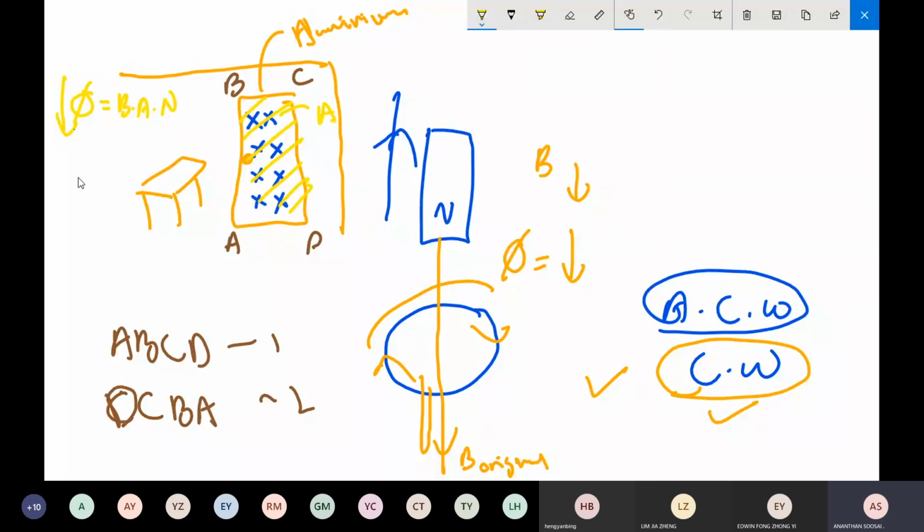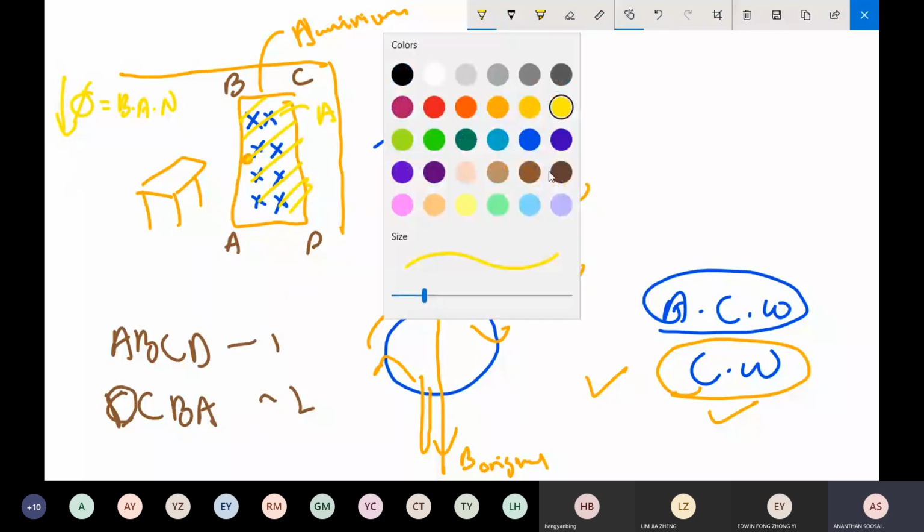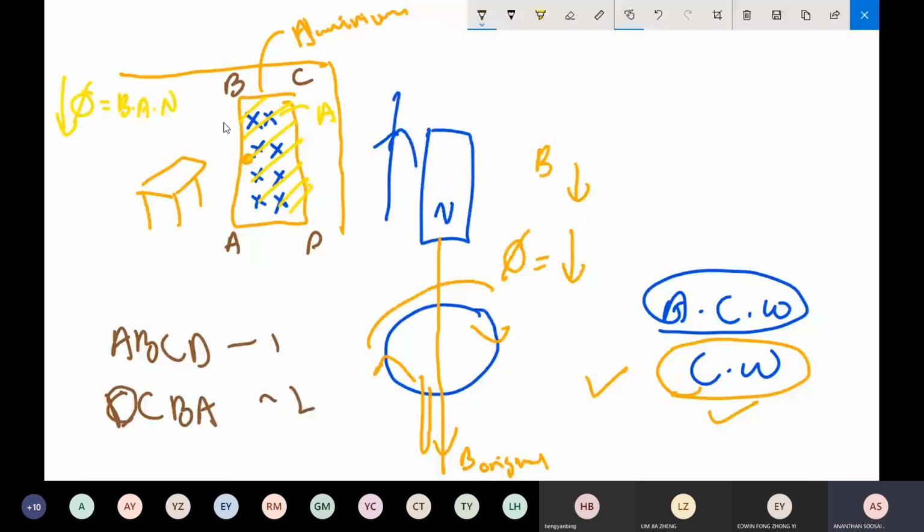When the flux is dropping, because the flux is changing, EMF is induced. So the current must try to oppose this change. The change is that the flux is dropping, so it will try to raise the flux. So the current will flow ABCD or the other way around. The current is going to create a magnetic field in the same direction as the original field, or oppose the original field.